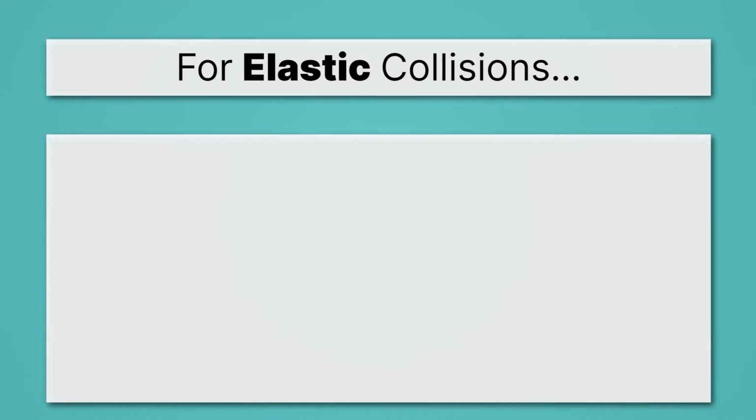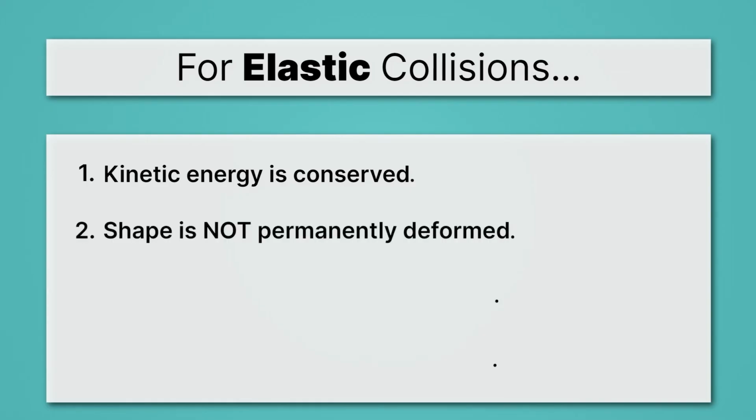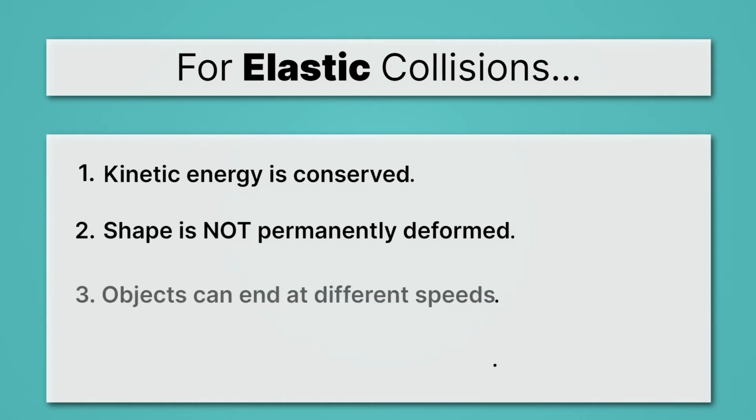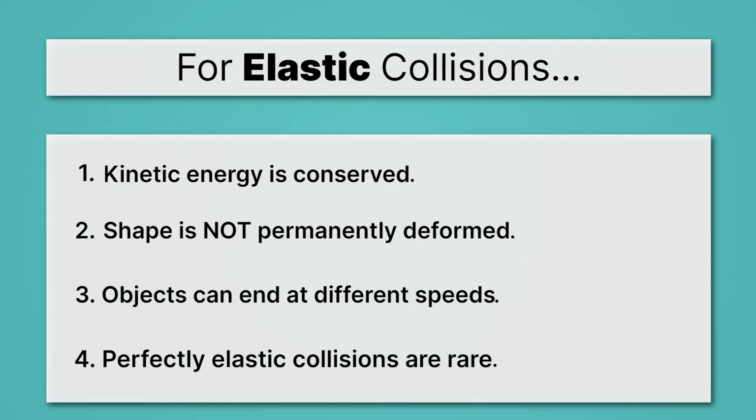Okay, let's sum up what we learned for elastic collisions. First, we saw that kinetic energy is conserved. The energy of motion before and after is the same. Secondly, we saw that shape is not permanently deformed. Third, we saw that objects can end at different speeds. And lastly, we saw that perfectly elastic collisions are quite rare. So many collisions are approximately elastic, but to have it be perfectly elastic is not super common.